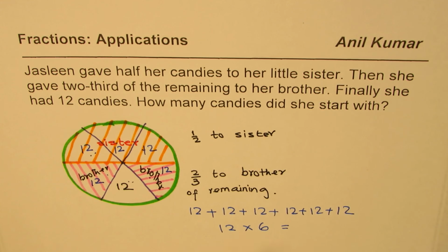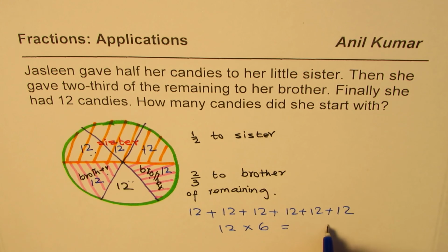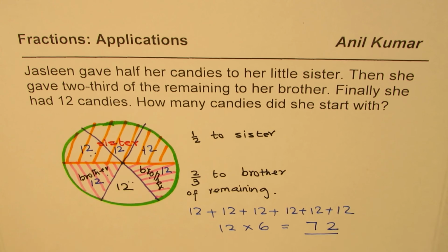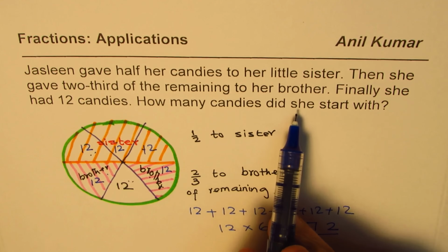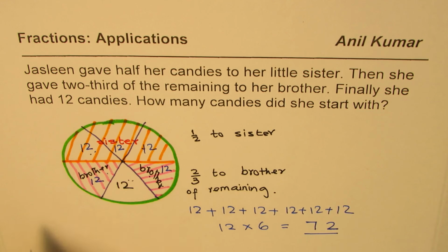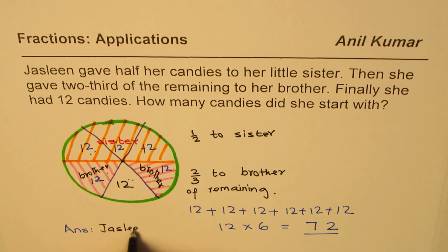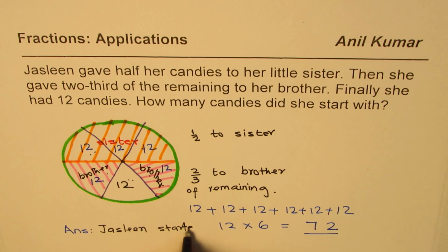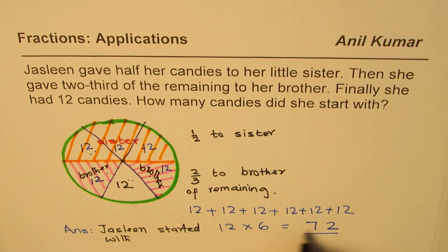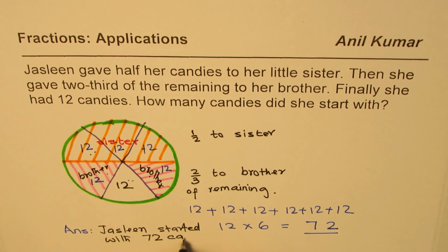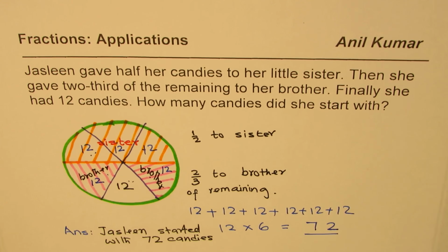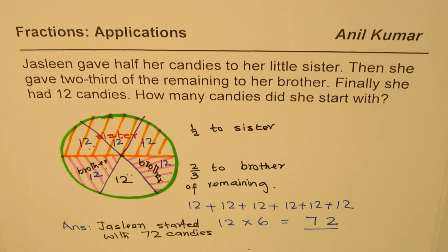You can use a calculator, or just multiply. 6 times 2 is 12, and 6 times 1 is 6, and 1 is 72. So we get our answer. How many candies did she start with? So this whole is how many? Now we can write down our answer, which is Jesslyn started with 72 candies. Do you get the idea, right? So with the help of a picture, it is very simple to visualize and find the answer.